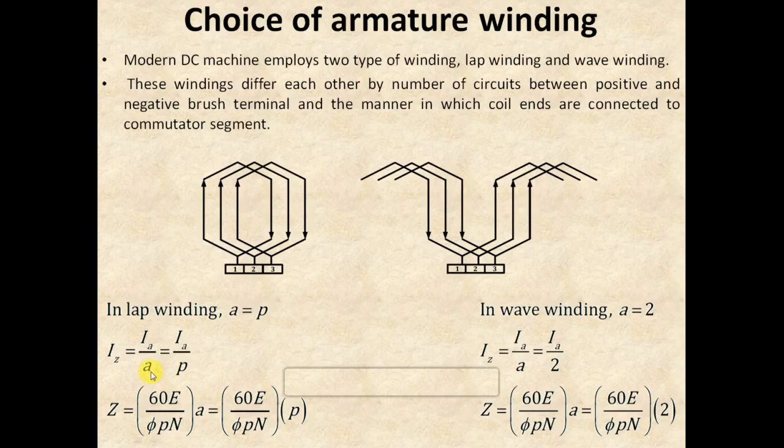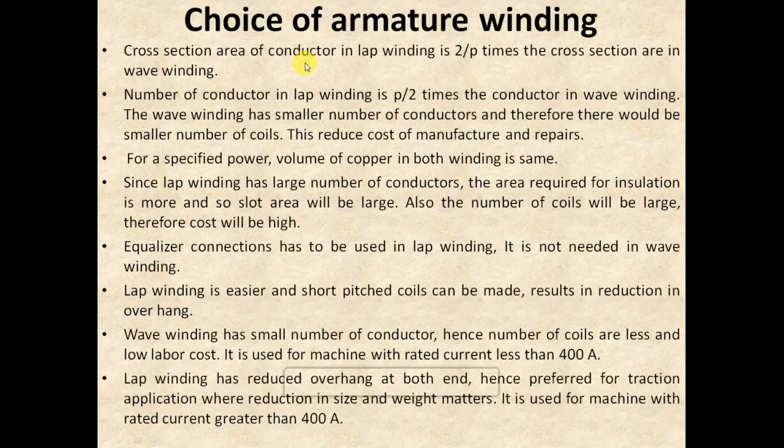Consider the cross-sectional area of conductor in lap winding is A1, whereas cross-sectional area of conductor in wave winding is A2. So from the standard relation, it's very clear that A1 is directly proportional to Ia by P, whereas A2 is directly proportional to Ia by 2. If we are making the division A1 divided by A2, we will be able to get A1 by A2 as 2 by P. That is, A1 is equal to 2 by P times that of A2, which can be said as cross-section area of conductor in lap winding is 2 by P times the cross-section area in wave winding.